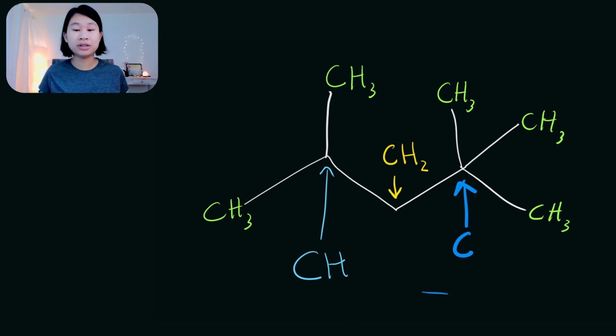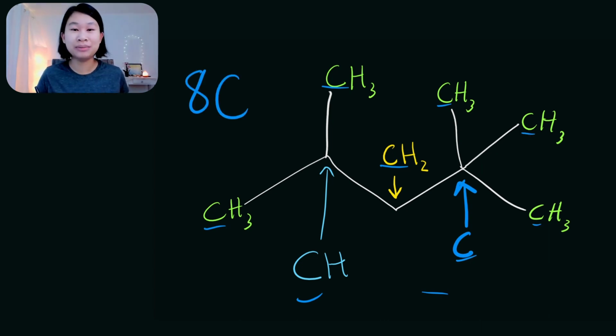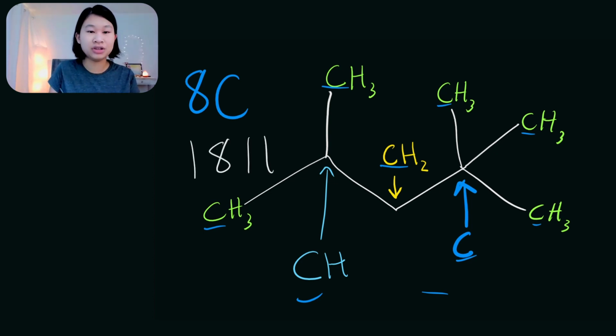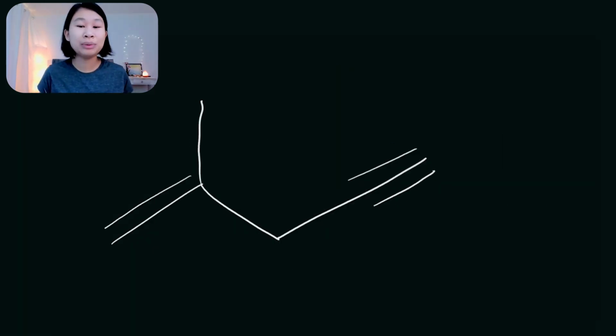So let's find how many carbons in total we have. We have 1, 2, 3, 4, 5, 6, 7, 8. Now, how many hydrogens are in this molecule? If you add them all up, then you will get 18 hydrogens. Here's another example, and again, we would like to find how many hydrogens and how many carbons exist here.